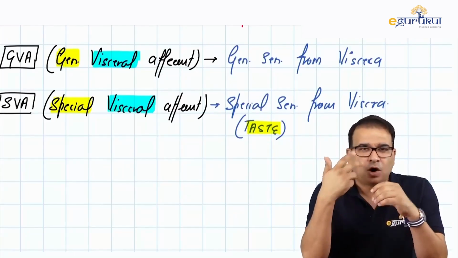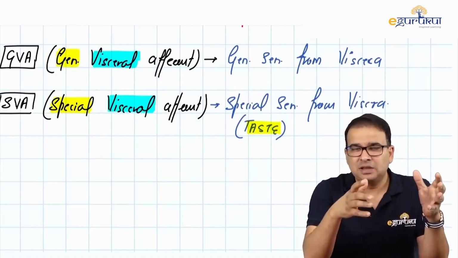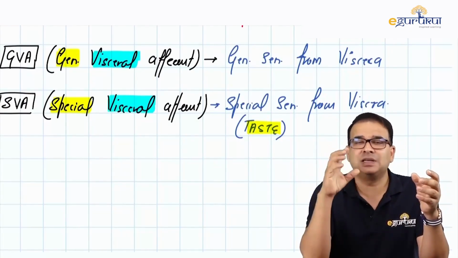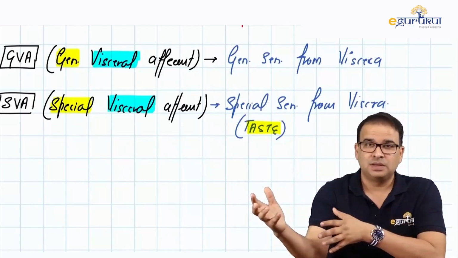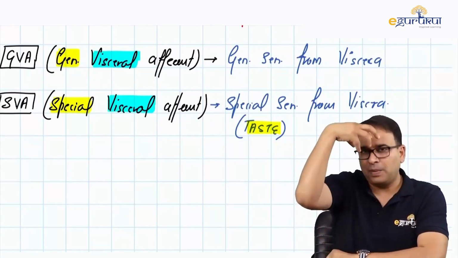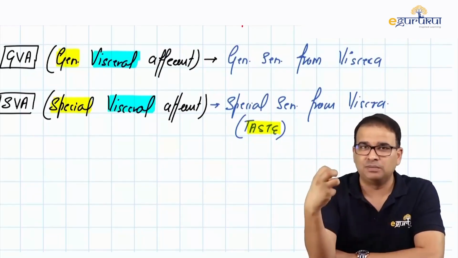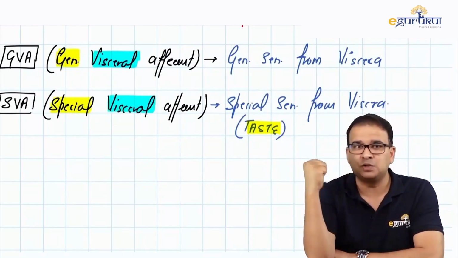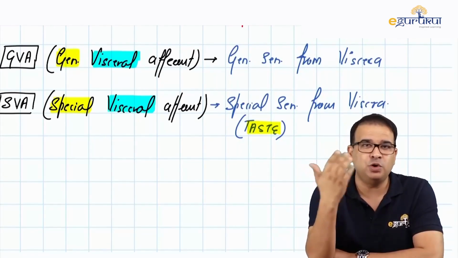Vision, olfaction, hearing and balance, obviously they are all special sensations, but none of these special sensations is coming from structures which are endodermal in origin. Like if you look at the top part of the olfactory mucosa, it is derived from the olfactory placode, a thickening of surface ectoderm. So olfaction will not come into special visceral afferent. If we talk about vision, the retina is derived from neuroectoderm.